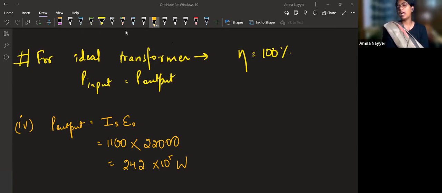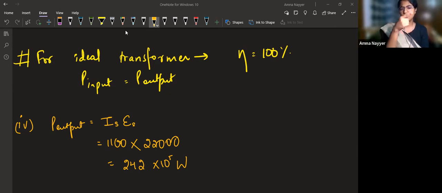So in an ideal situation, the ideal transformer efficiency is 100%. It means whatever power you are putting into the machine, the exact same amount of power the machine provides. The output power is exactly equal to the input power. This is just the difference.